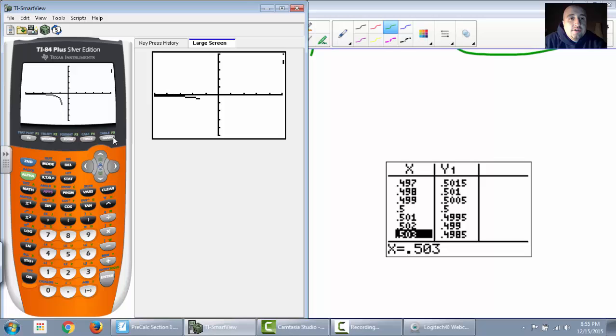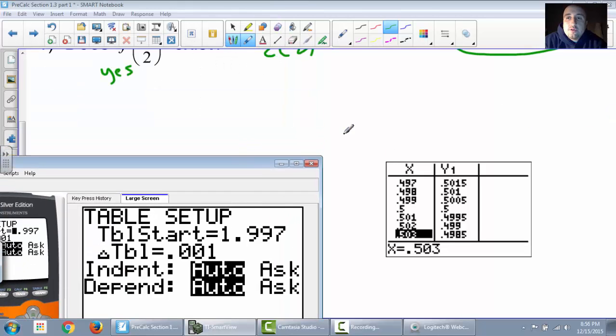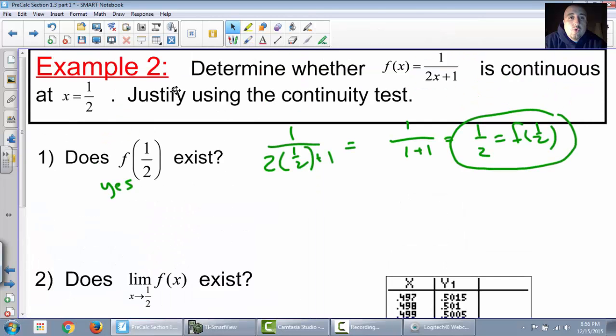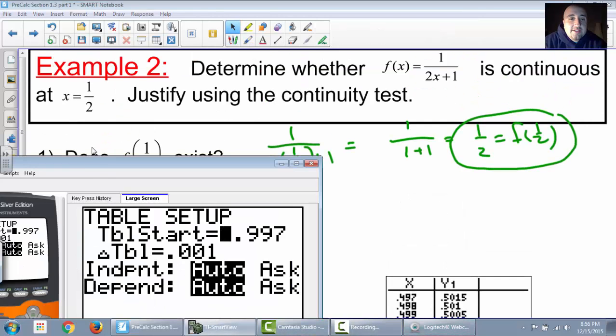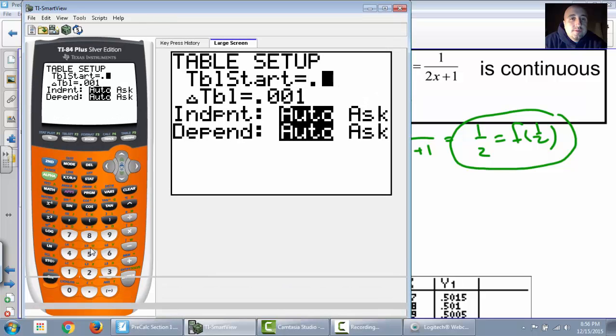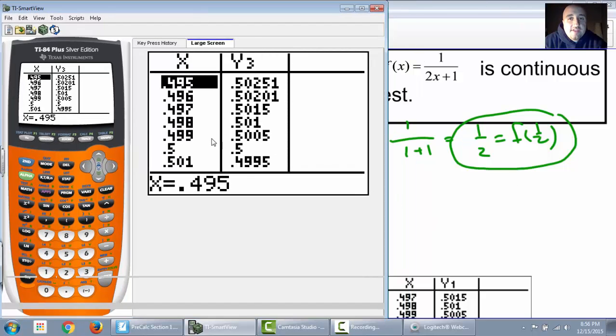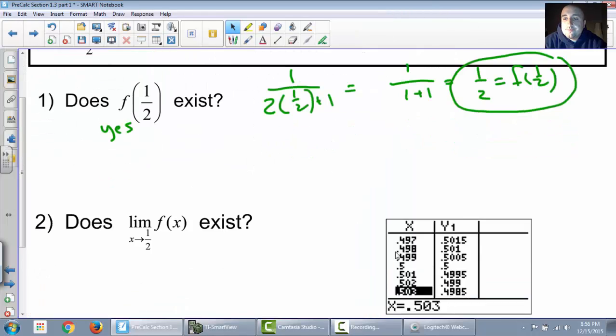Okay, so here's my graph. We can see that there's something happening here. And we're going to go to second window, where we want to know if it works at what number. What number do we want? 1/2. So I'm going to make sure my table is starting at 0.5, and we're going to go by 0.001 again. So I'm going to go to my table. You can see here that I have copied and pasted onto your notes the table that I just found. So let's look at the table now.